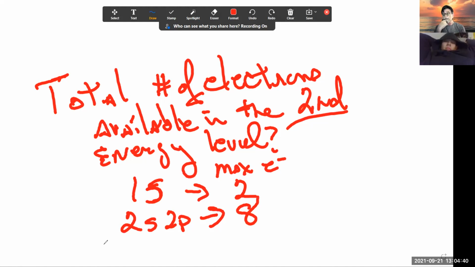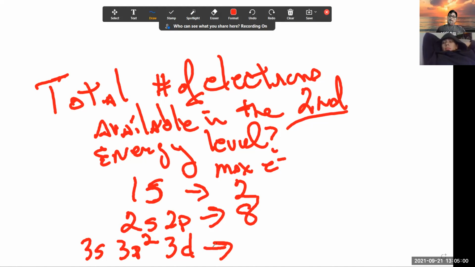What about the 3rd? The 3rd, we have the 3s again. We have the 3p again. But remember, we introduced the D level of orbits. So what is the maximum number of electrons I can put in the 3rd energy level? Anybody have an idea? This is a typical type of question you may be asked, FYI. How many electrons can you put maximum in the third energy level?